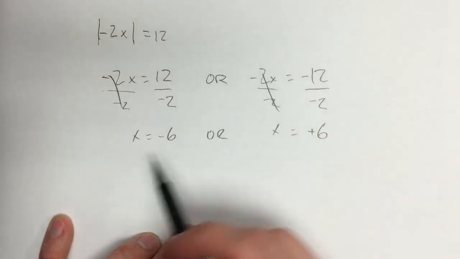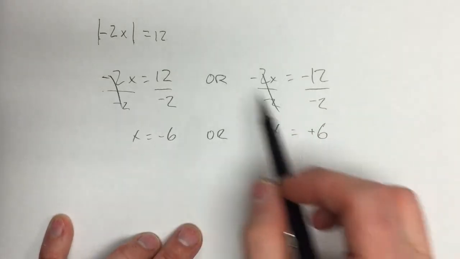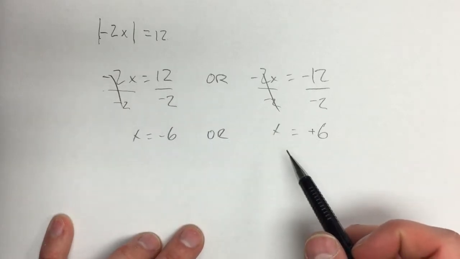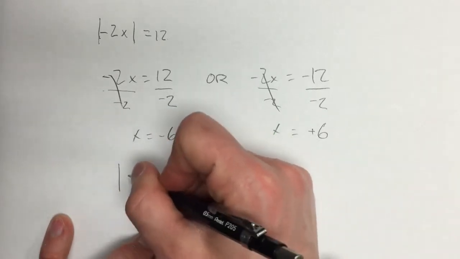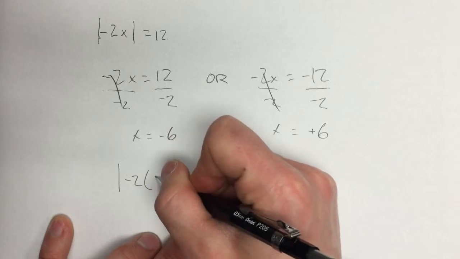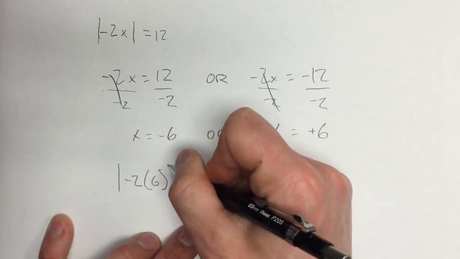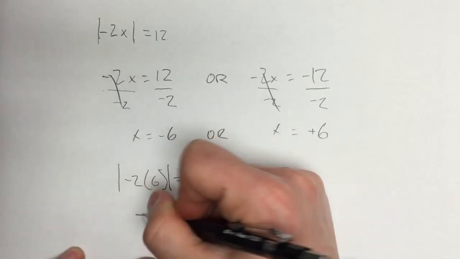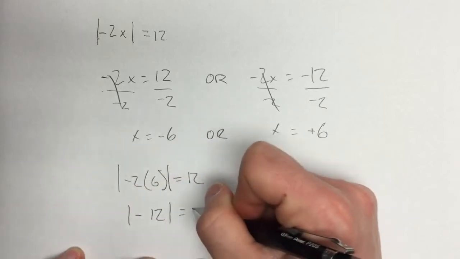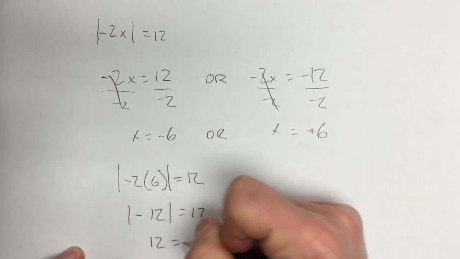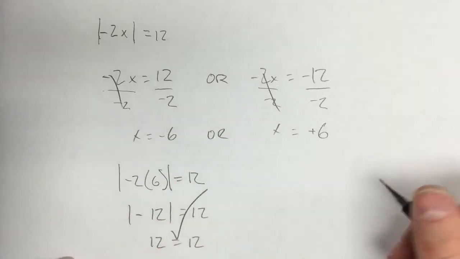Okay, now let's double check and make sure that these are true. So let's put the absolute value of negative 2 multiplied by 6 equals 12, which is negative 12. The absolute value of negative 12 equals 12. 12 does equal 12. Check.